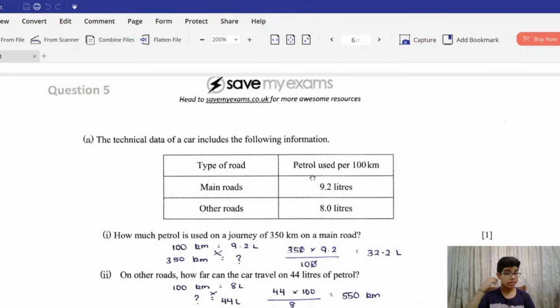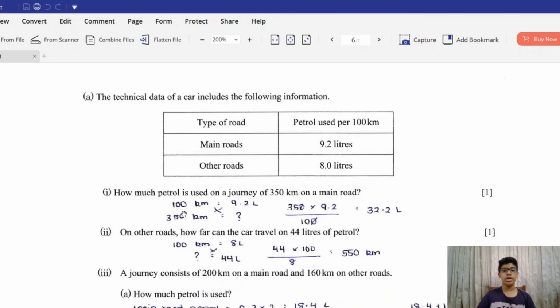Question 5. The technical data of a car includes the following information: type of road, petrol use per 100 kilometers. On a main road, it uses 9.2 liters per 100 kilometers. Other roads, 8 liters per 100 kilometers. How much petrol is used on a journey of 350 kilometers on a main road? So if 100 kilometers is equal to 9.2 liters, what would 350 kilometers equal? Cross multiply: 350 times 9.2 over 100, and we get that the amount of petrol is 32.2 liters.